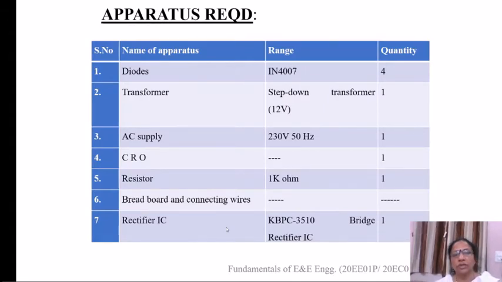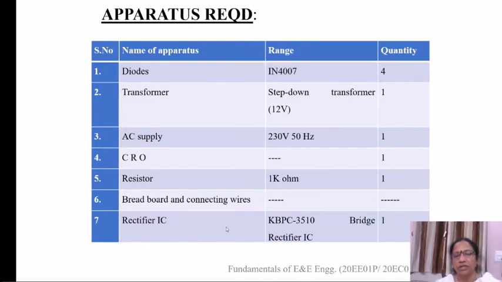Students, the apparatus required for this experiment: we need 4 diodes. We have used IN4007; there are many diodes available, but in this experiment we used IN4007. Then a transformer is used. Here a step down transformer with output voltage 12 volts is used. One transformer is needed to conduct this experiment. An AC supply of 230 volt 50 Hz is needed.